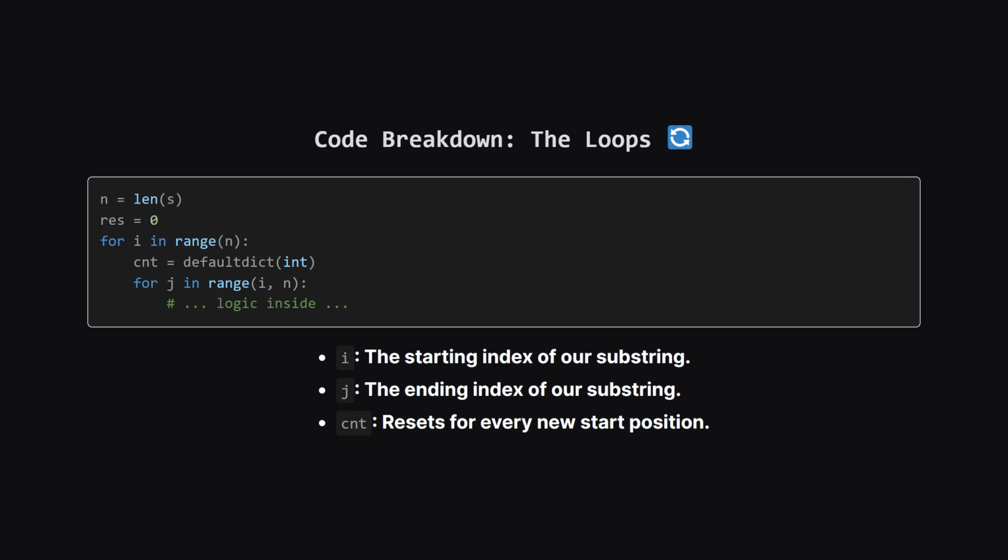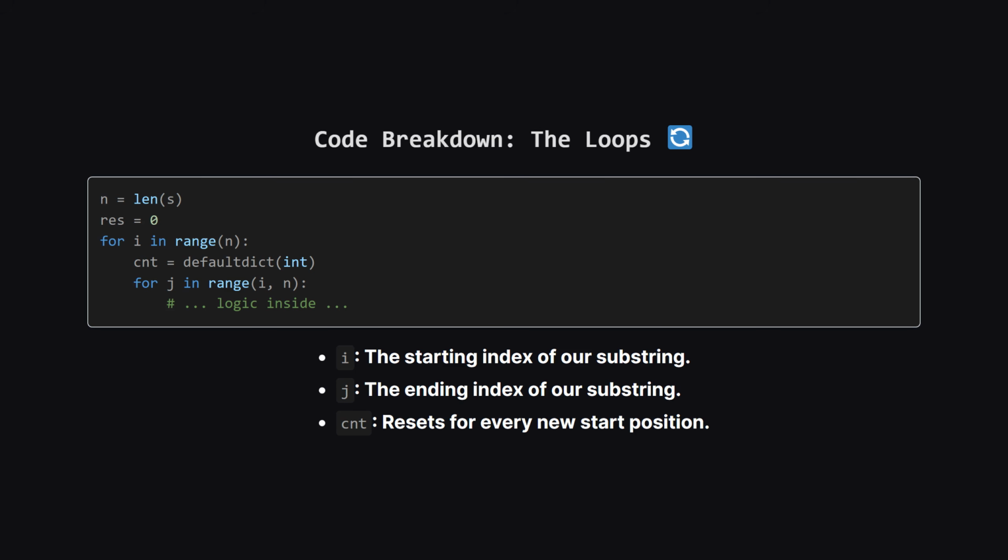We first get the length of the string, which we call n. We also initialize our result variable, res, to 0. Then we start our outer loop with I, which represents the start of our substring. Inside that, we create a new dictionary called CNT to store our character counts. We need a fresh counter every time we move our starting point I.